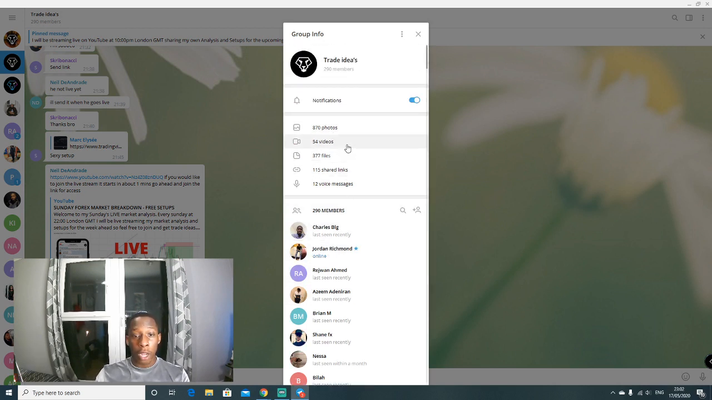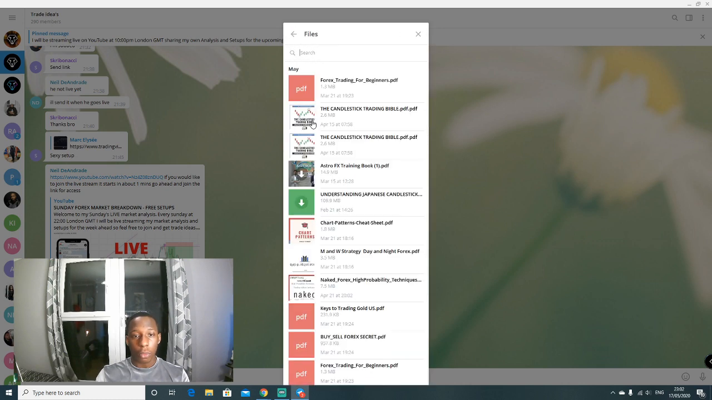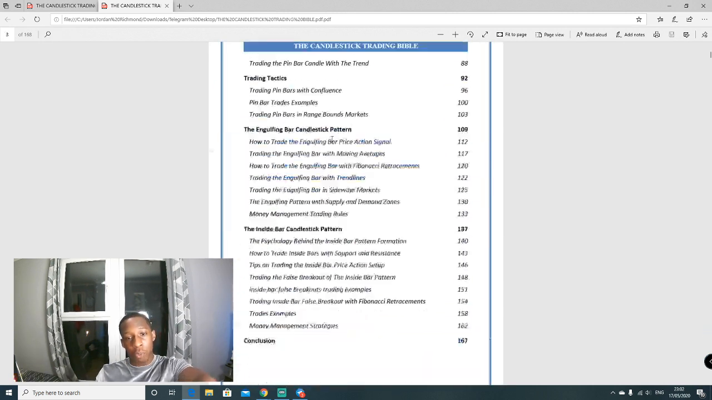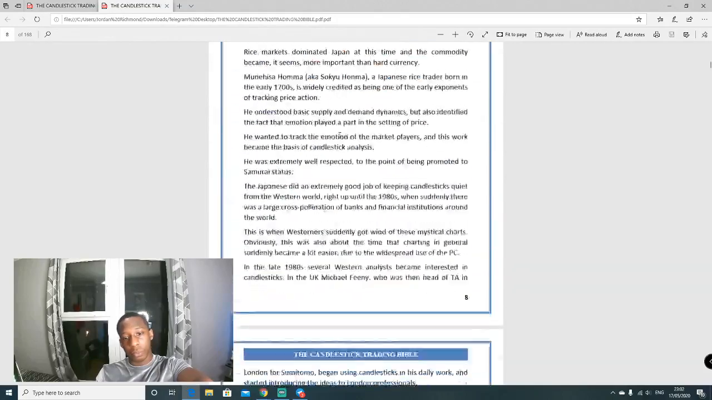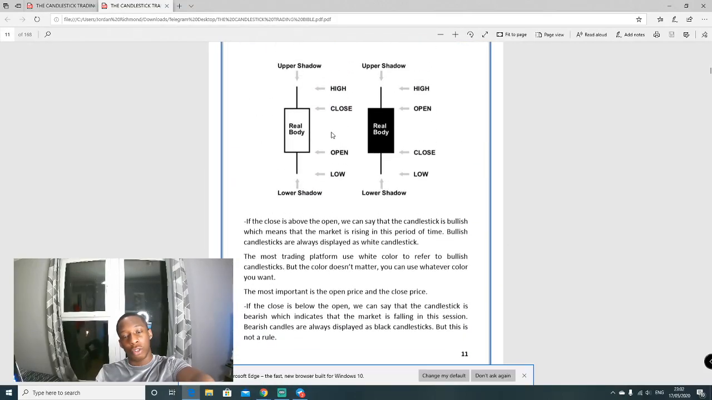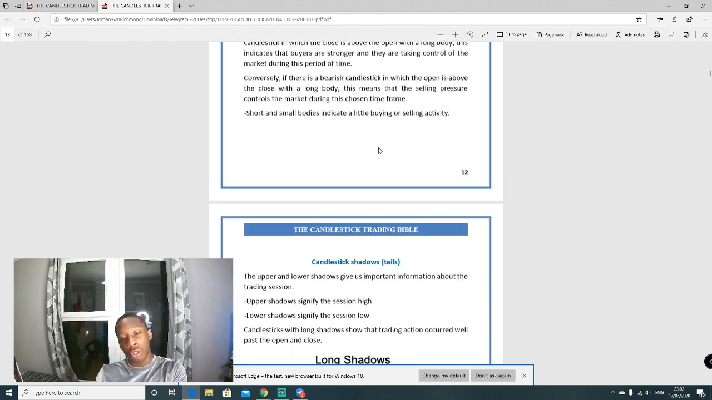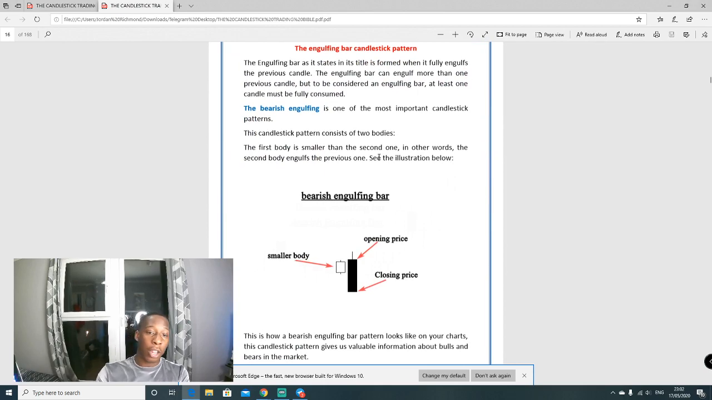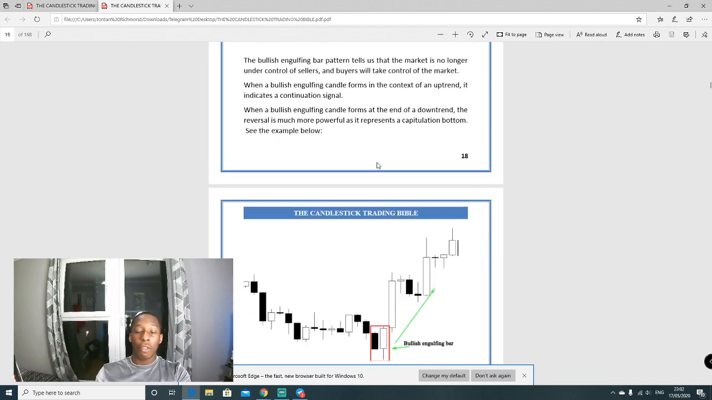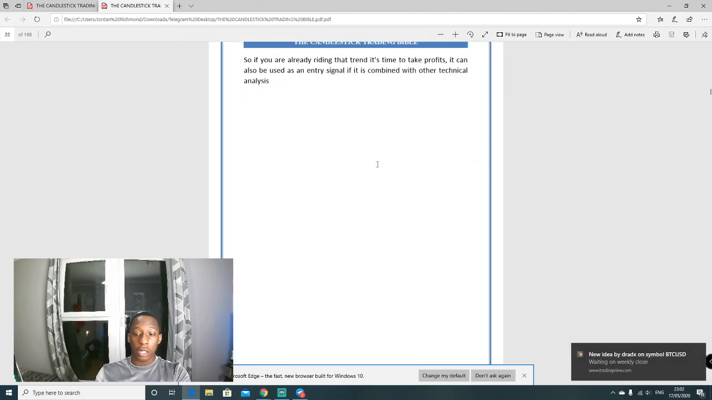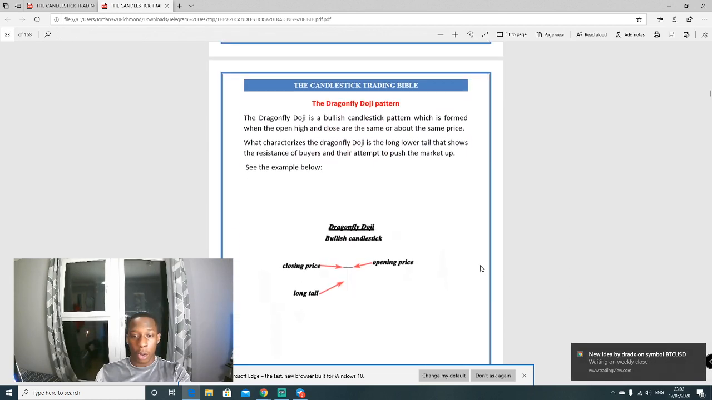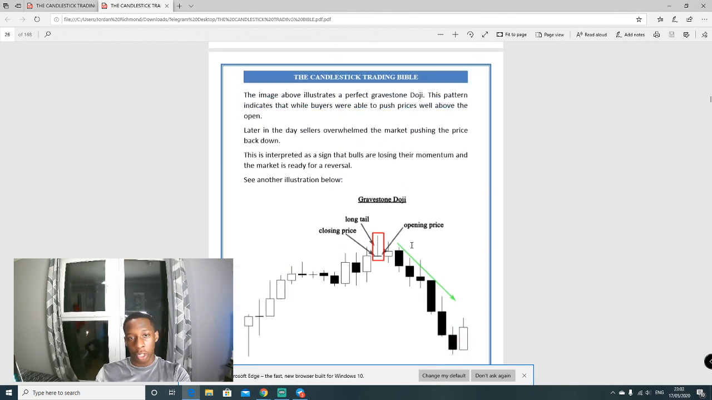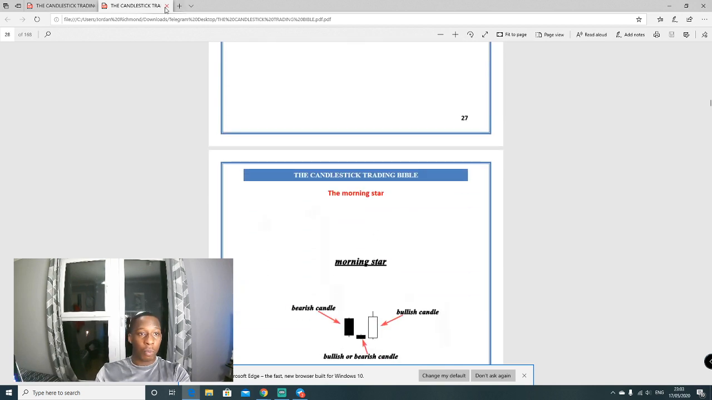So 290 people now. Files, candlestick Bible. This is just a candlestick Bible. It will take you through everything you need to know about market structure. So that's the formation. You have your long, short, some terminology, shadows, just more terminology. Then you've got your bearish engulfing. Everything is here. So if you need it, just join the Trades Idea Telegram group. Don't focus on dojis. All these dragonfly, gravestone dojis, don't focus on that. But if you want that book, I could do it for you.